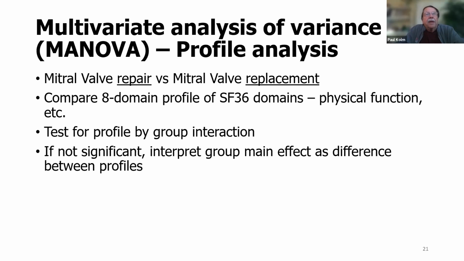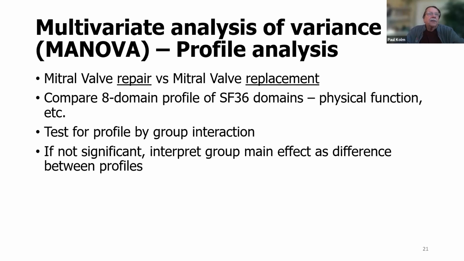and we want to compare mitral valve repair versus replacement. And we want to compare them with respect to the SF36, or I think now it's probably the SF12 that is more commonly used. But anyway, in our outcome variable, we have 8 domains, physical function, and there's some others here, I'll show what they are in the next slide. But what we want to do in a multivariate analysis is test for a profile by group interaction.